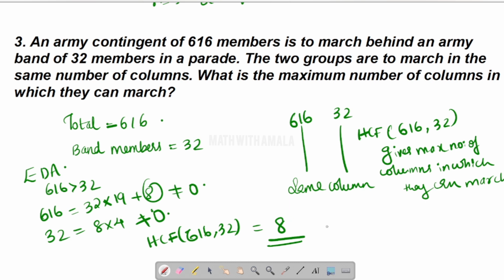Thus we can conclude that the maximum number of columns in which the people can march is 8.